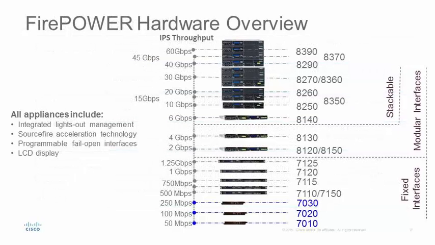Wherever the need turns out to be, there are Firepower appliances to meet that need, from the smallest 7010 appliances providing 50 megabits per second of IPS inspection in the smallest of offices, all the way up to the 8390 systems capable of 60 gigabits per second of IPS inspection and appropriate in large data centers. This slide helps with visualizing the appliance line and which systems have modular interfaces and which systems can be stacked. Note that all of the IPS throughput numbers are for IPS inspection only.